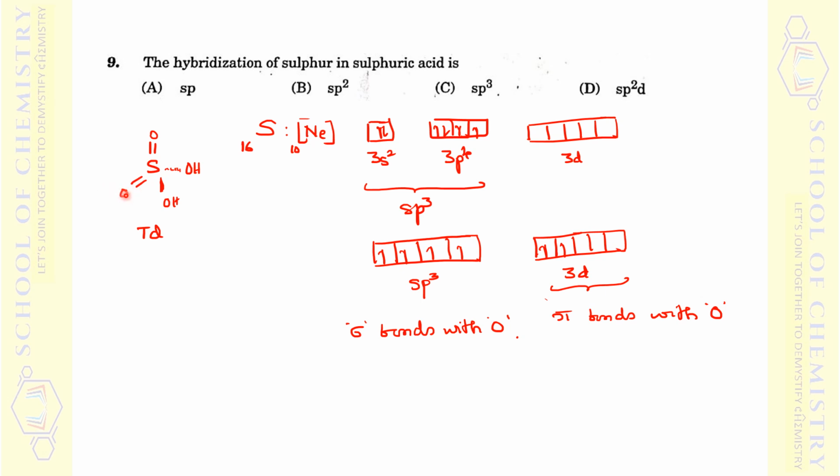But if you look at sulfuric acid, you can have pi bonds also. Those pi bonds are formed between oxygen and the electrons occupying the 3d levels according to the valence bond approach. So ultimately the hybridization is said to be sp3 itself. Therefore sp3, option C, is the correct answer for the question.